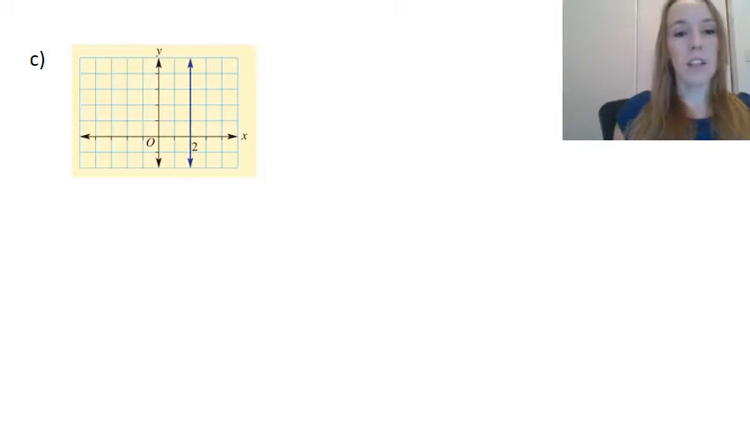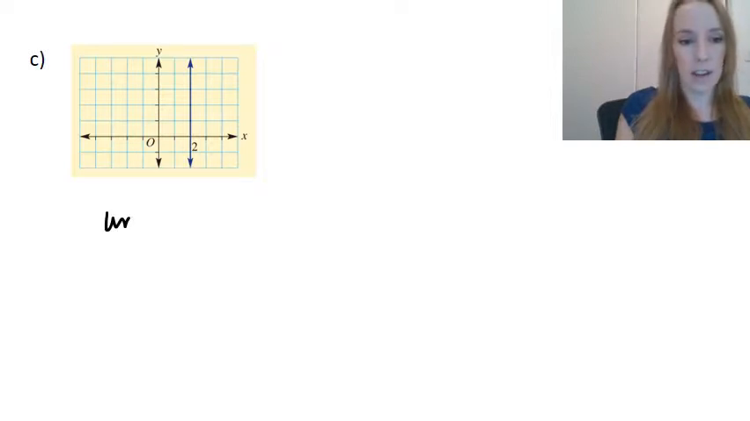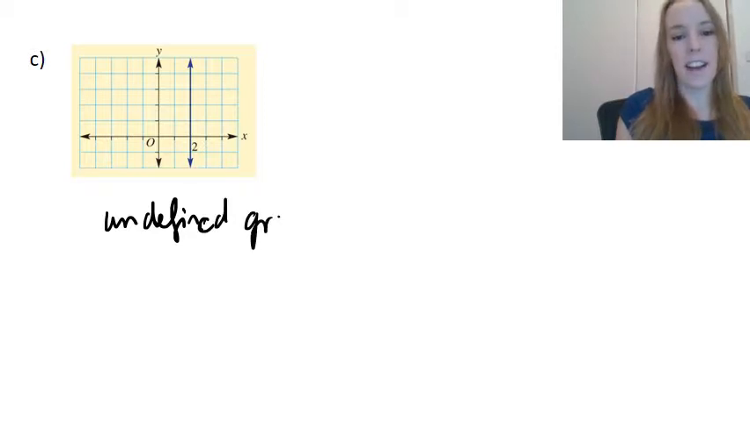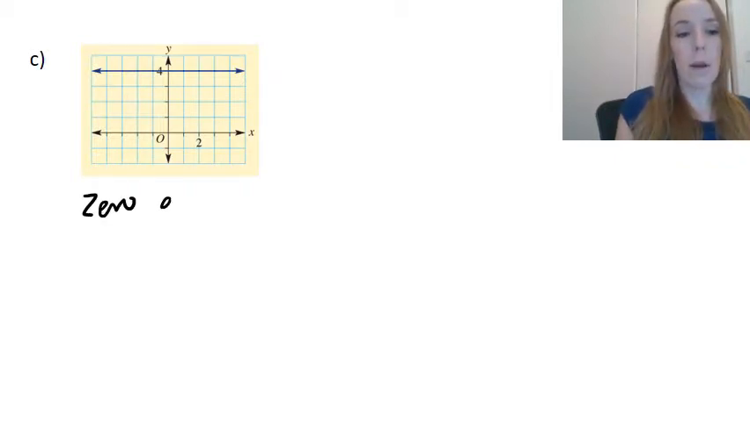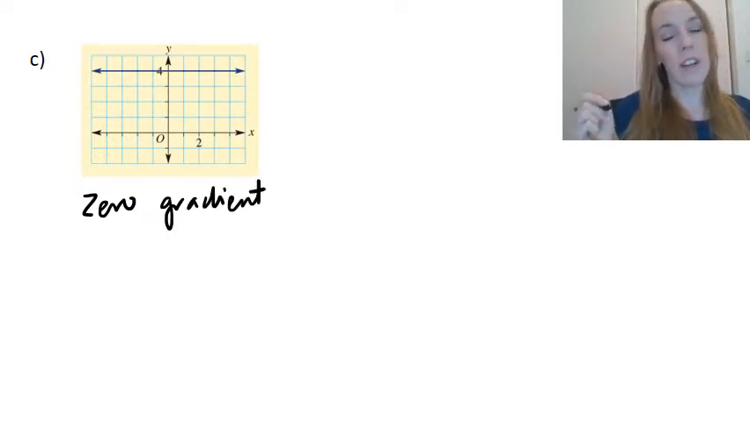Okay, our next gradient here, you can see we've got a vertical line. So a vertical line will have an undefined gradient. So we'll just write undefined gradient, and because it's an undefined gradient, we can't actually calculate it, so we just have to leave our answer like that. Last one here, we've got a horizontal line, so we have a 0 gradient on our horizontal line because you can see our gradient actually doesn't change at all, and again, we don't really calculate that, we just leave it as a 0 gradient.